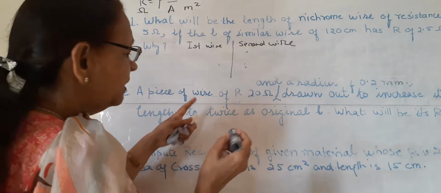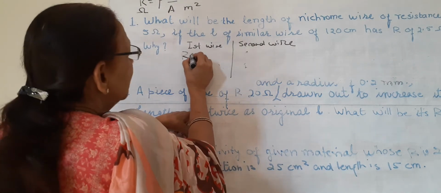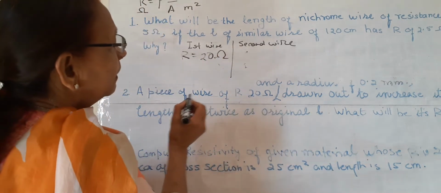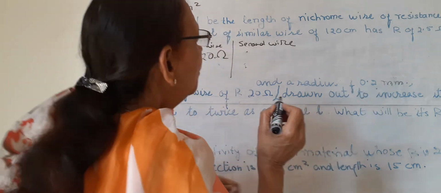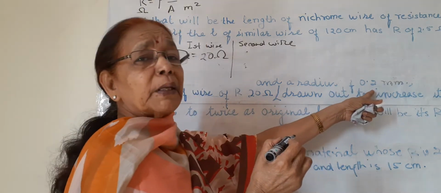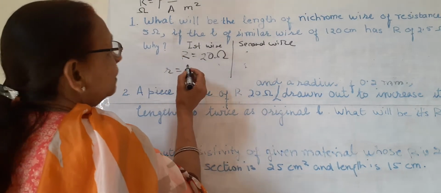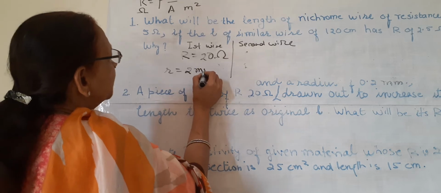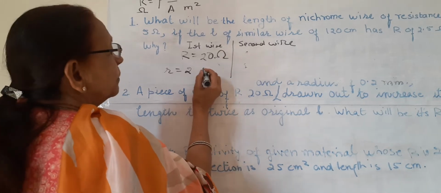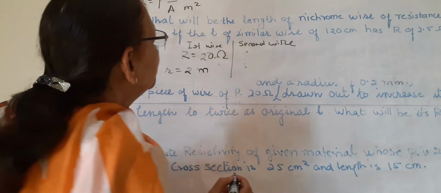So the first piece of wire has R as 20 ohm and radius of 0.2 mm. So radius is equal to, convert it into meters, so it will be 2 millimeter. So sorry, 2 meters. It will be 2 meters.